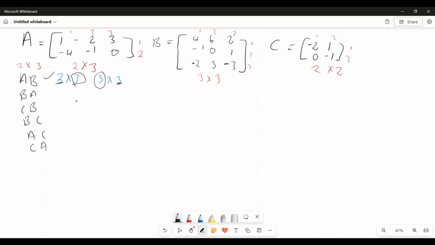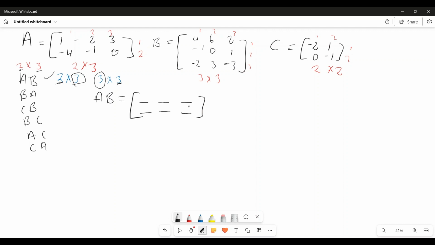So now I'm gonna quickly just write AB. You see that it has to have 2 rows and 3 columns. So I'm just gonna make lines there. So that is the first, the second row. Then it has to have 1, 2, and 3 columns like that.